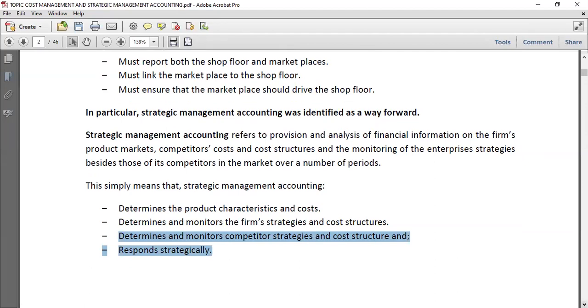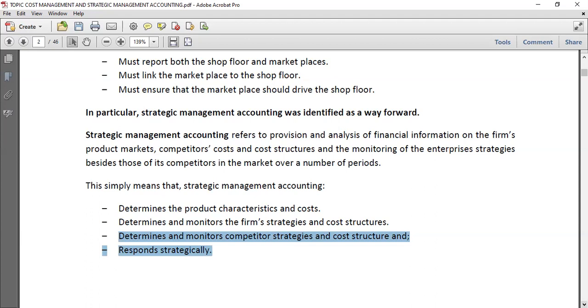By responding strategically, it means that if we are planning to produce maybe a given product, and we compare this with how the products of the competitor are going, or the trend of the products, then that can easily advise us on what trend we should also be taking. Okay, so it's very important.